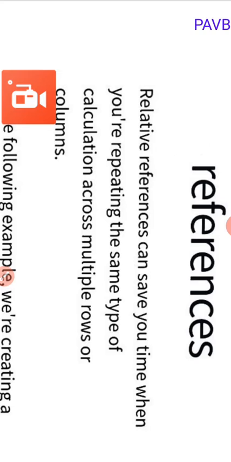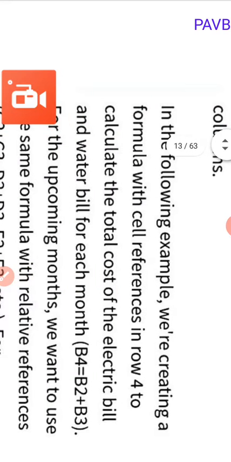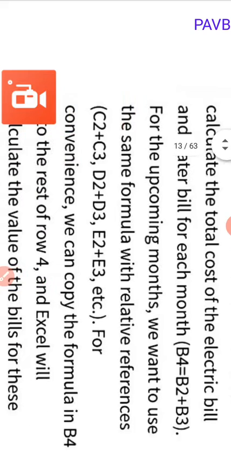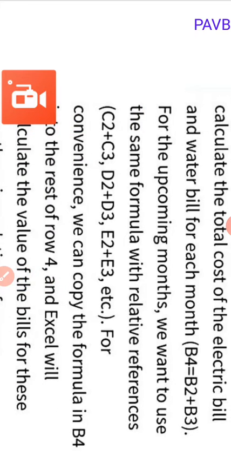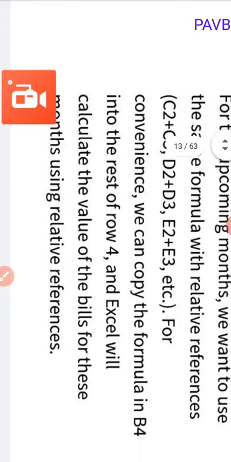Relative reference. Relative references can save your time when you are repeating the same type of calculation across multiple rows or columns. In the following example, we are creating a formula with cell reference in row 4 to calculate the total cost of the electric bill and water bill for each month. B4 is equal to B2 plus B3. For upcoming months, we want to use the same formula with relative reference: C2 plus C3, D2 plus D3, E2 plus E3, etc. For convenience, we can copy the formula in B4 into the rest of row 4 and Excel will calculate the value of the bill for each month using relative reference.